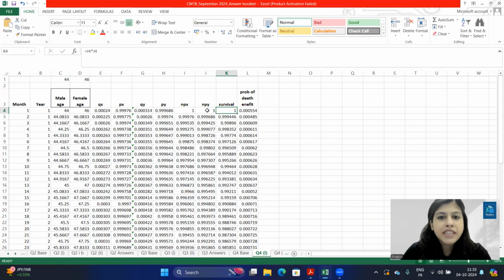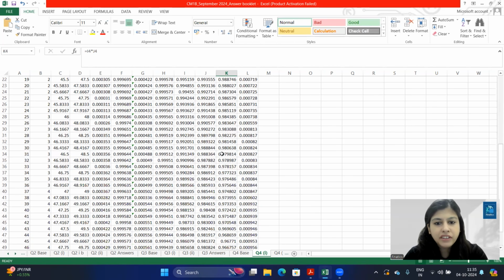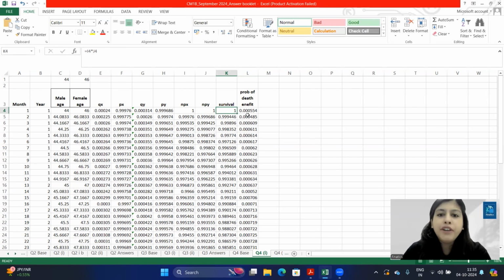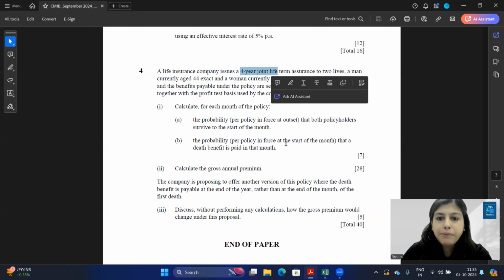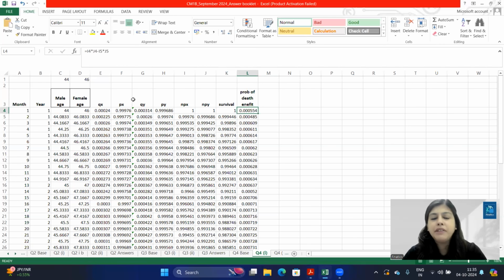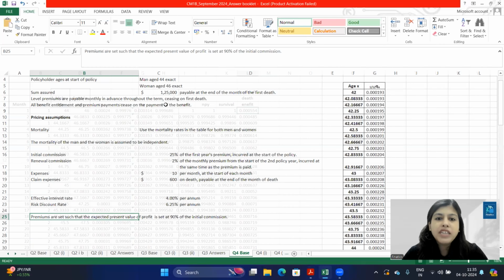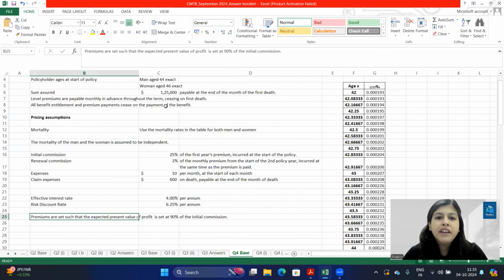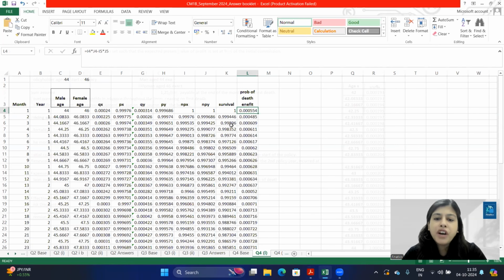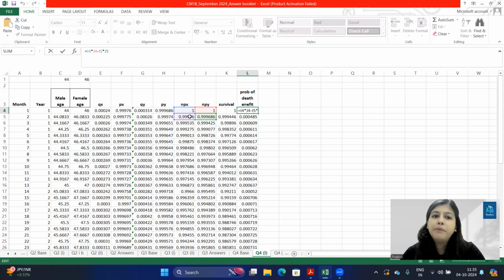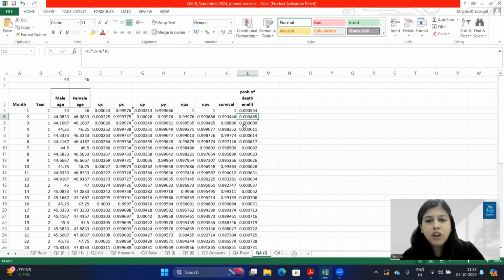So that means NPX into NPY is both surviving till the end. The probability of death benefit, when either one of the people die, that a benefit is paid, means the joint life policy says that payments are made ceasing on the first death. So for the first death, we calculate it as survival to the start of the month minus survival to the start of the next month, meaning one of them has died during this period. Make sure you do it this way and you get the answer.